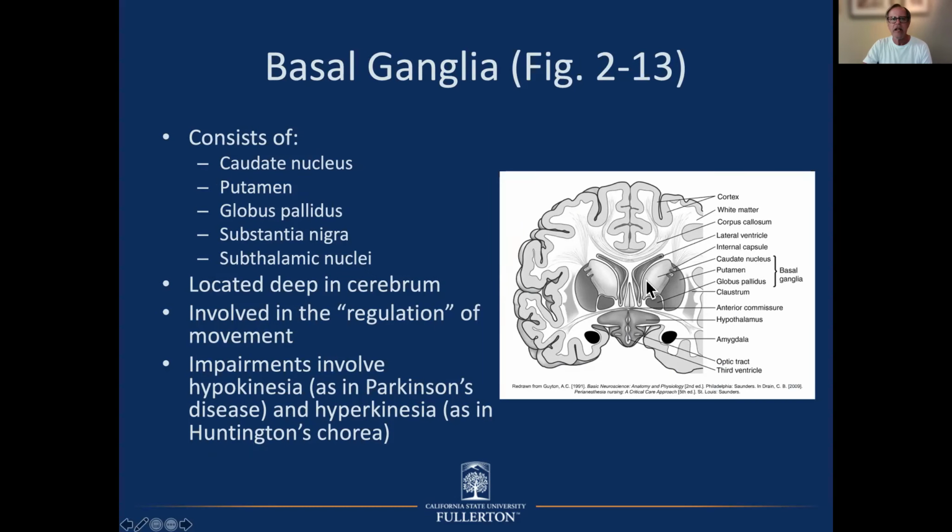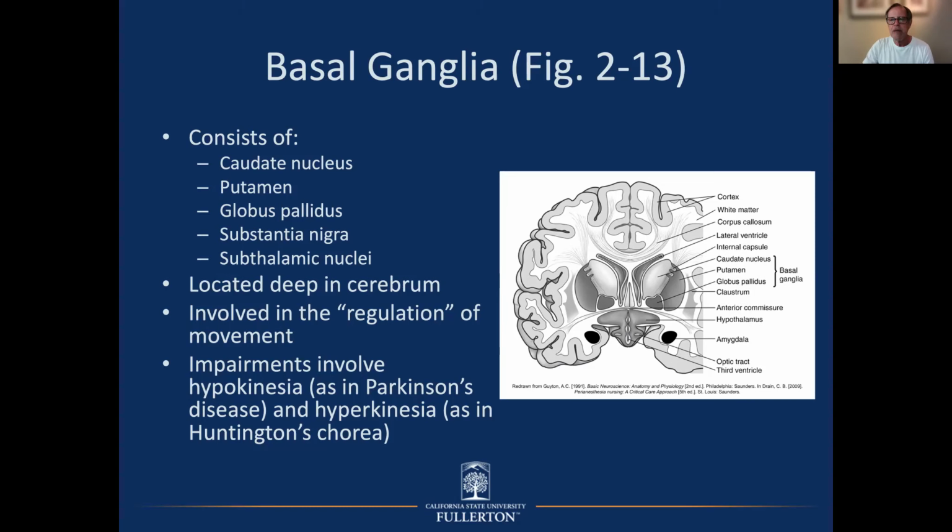And the basal ganglia consists of the caudate nucleus, here we see it, caudate nucleus, putamen here, globus pallidus here, substantia nigra. Where is our substantia nigra? Do I not see it here? I don't see it here. It's not shown here because the coronal section is not quite in the right spot. Sorry. And subthalamic nuclei also, we don't see those here.